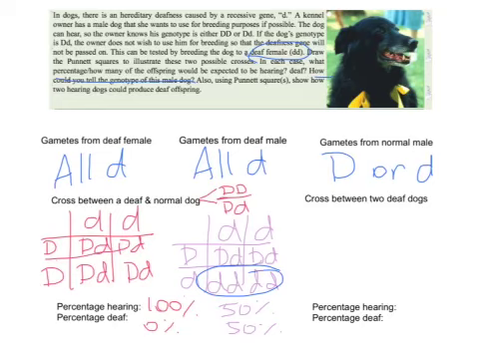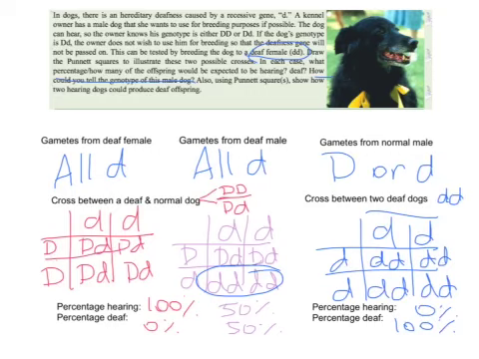We also now need to do a cross between two deaf dogs, which we know are both little d. So we draw up our Punnett square, little d, and little d. We do our cross and we find that all of our dogs are little d, which means that 100% of them are deaf and 0% of them are hearing. So that's why the breeder wants to make sure that her male dog is not heterozygous, because eventually you're going to end up with puppies that are little d, and eventually you're going to end up with a whole breed of deaf puppies.